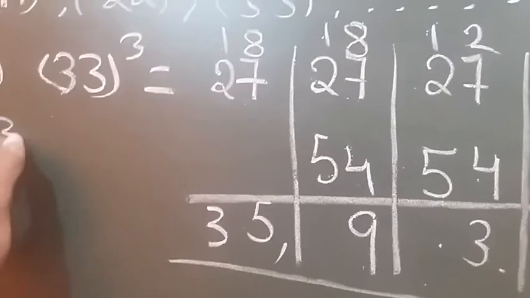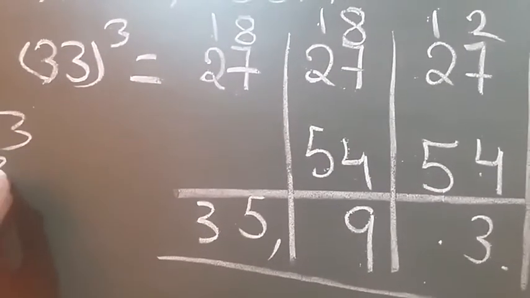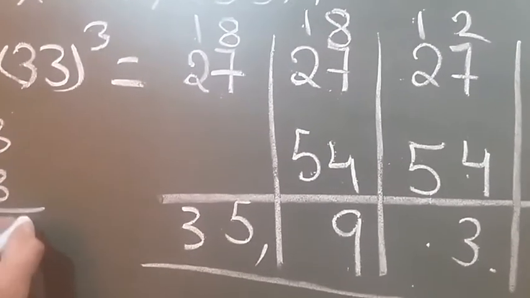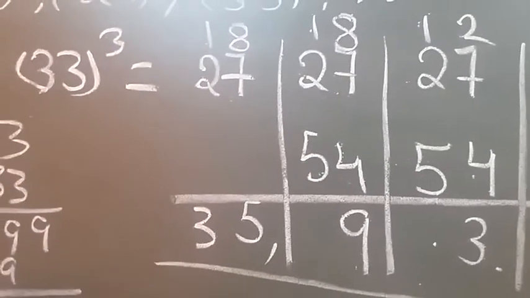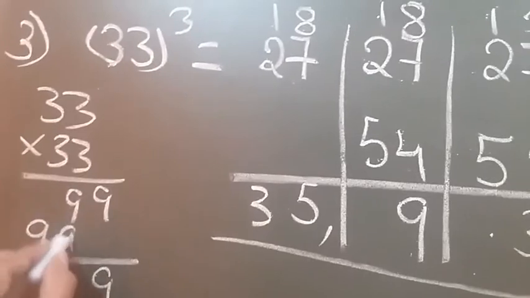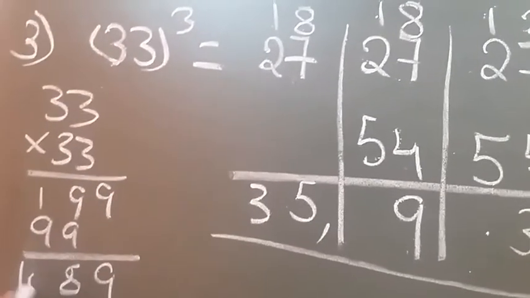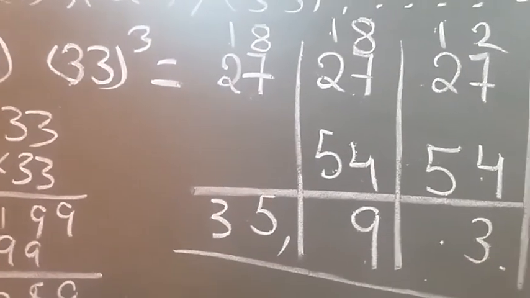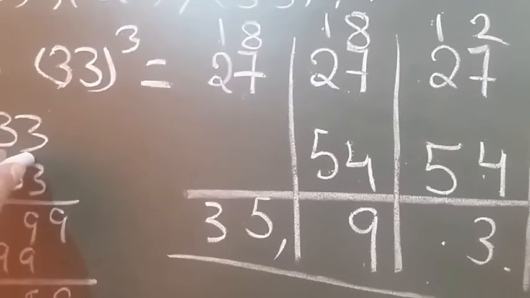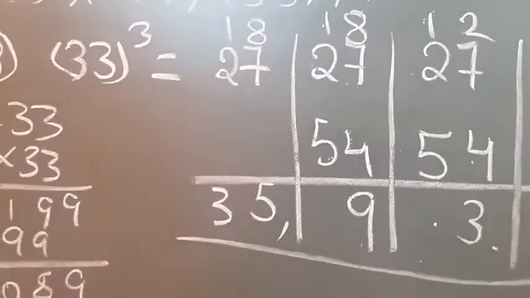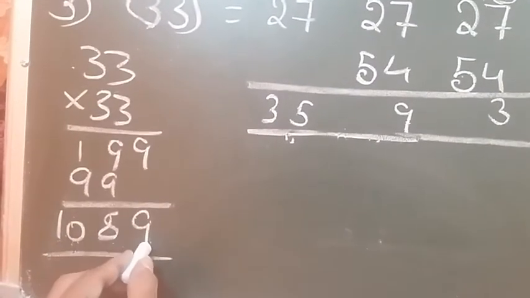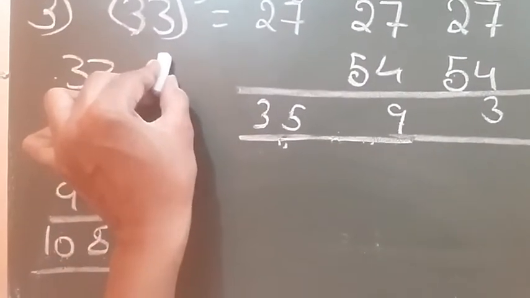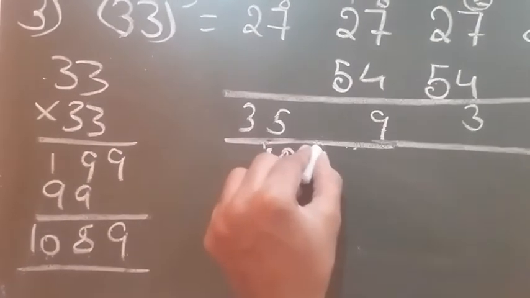Let us check with normal multiplication whether we got the same answer or not. 3 3s are 9. 3 3s are 9. Now add 9 plus 9, 18. 1089 is the square of the number 33. Now multiply 1089 into 33. Then you will get the cube of the number.